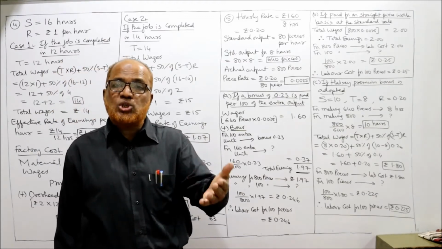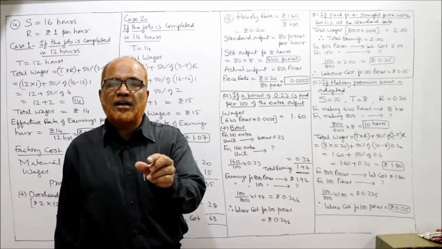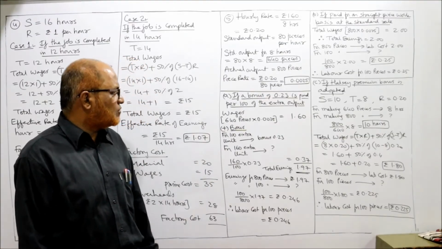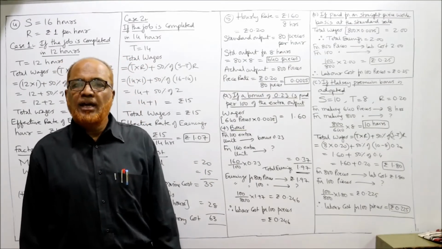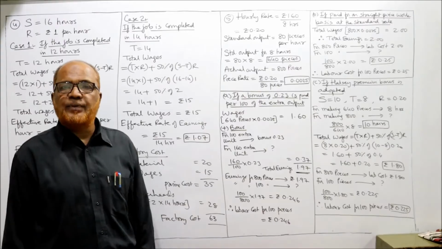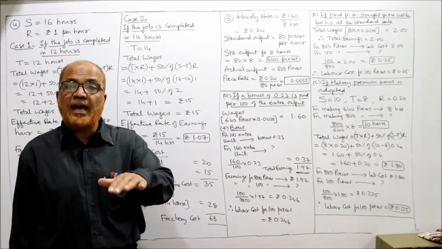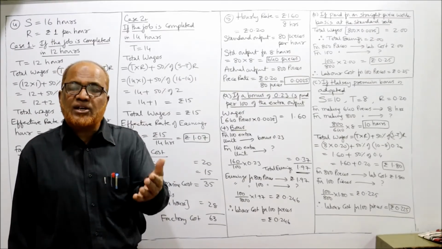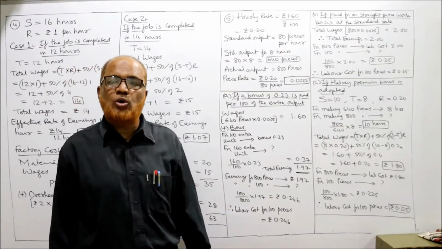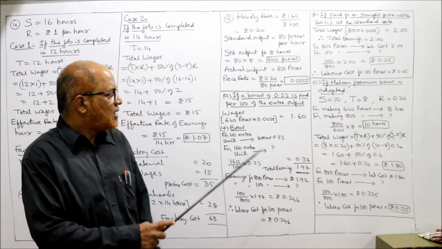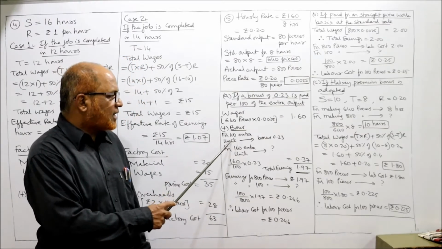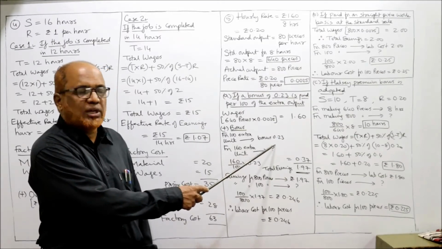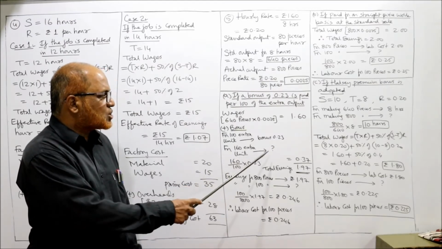Now how much extra has he been paid? 800 minus 640 is 160 units he has made extra. Of this extra, bonus will be paid at 0.23 for every 100 units. So for 100 extra units the bonus is 0.23. For 160 extra units, how much?